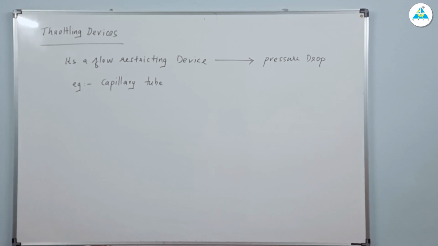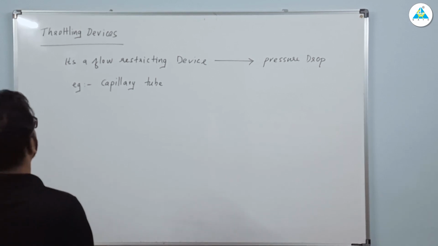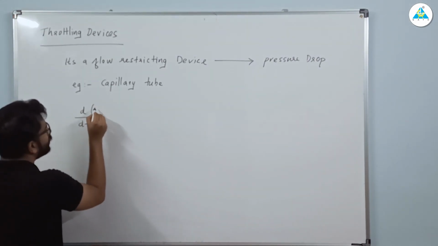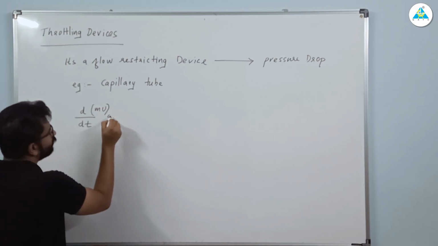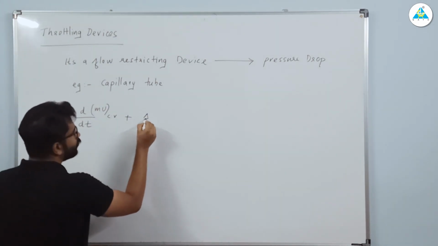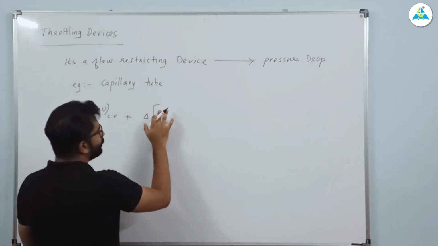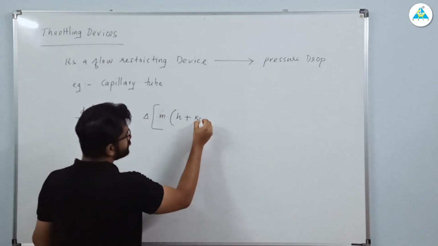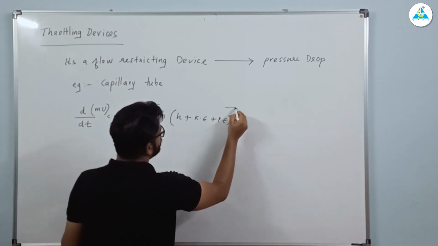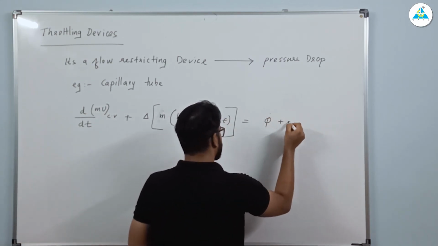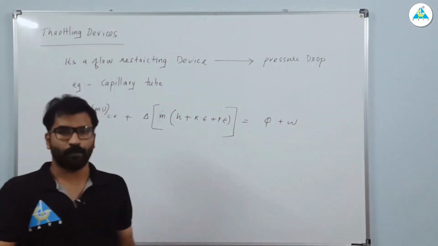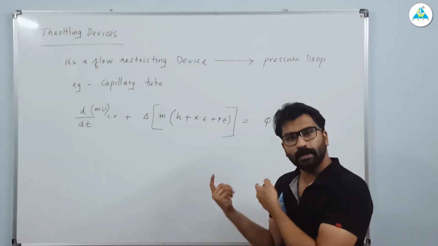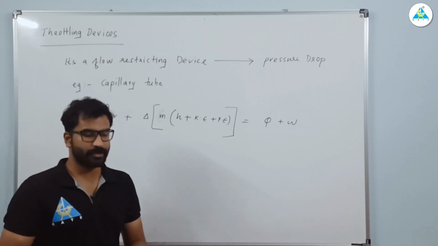Now we are not interested in the working and how it is going. We are interested to apply the first law equation. So what is the first law equation? d/dt of mass into internal energy of the control volume, plus outlet minus inlet of mass flow rate into enthalpy plus kinetic energy plus potential energy, equals heat transfer plus work transfer. In the nozzle case we assumed there is no heat transfer or work transfer. What are the assumptions we take in throttling devices? Let's check that first of all.